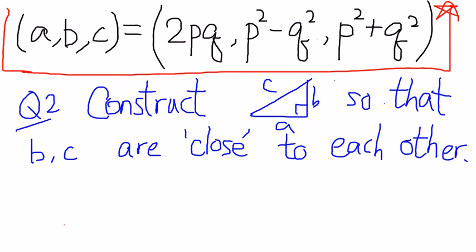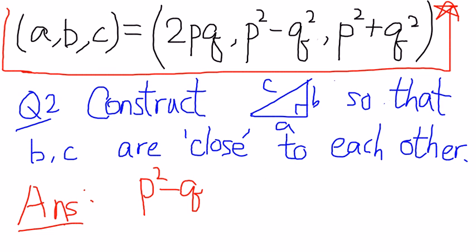I want you to construct a right angle triangle so that the lengths B and C, B is the vertical length here, C is the hypotenuse here, these two values are close to each other. So please think about it yourself a little bit. Now I want B and C to be very close in terms of their values, which essentially means that I want P squared minus Q squared and P squared plus Q squared to be more or less the same.